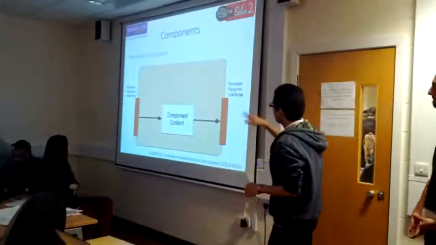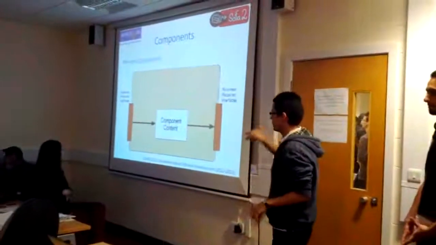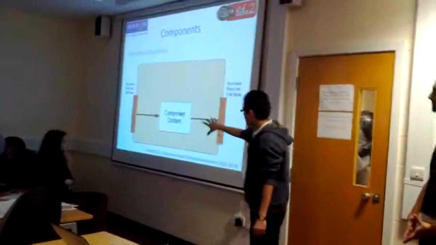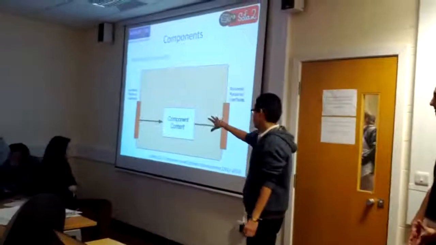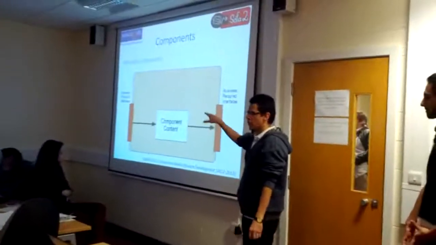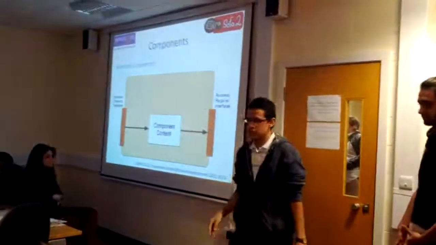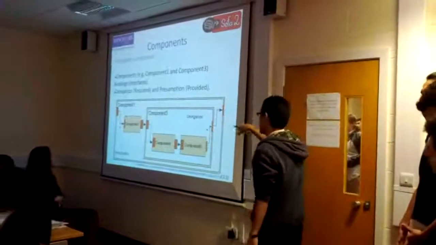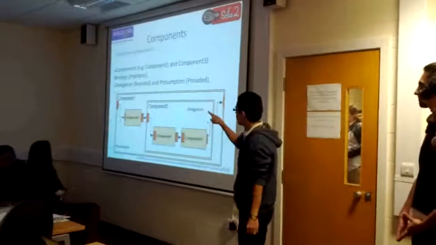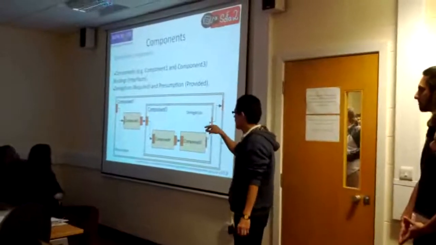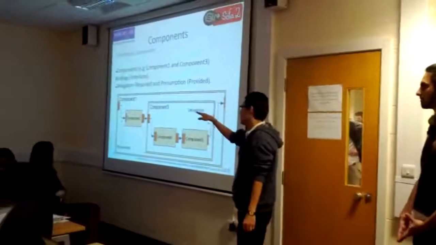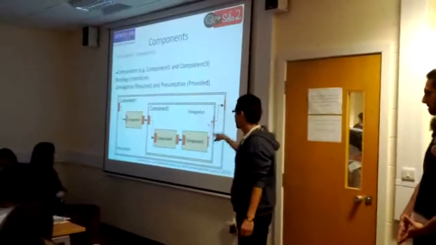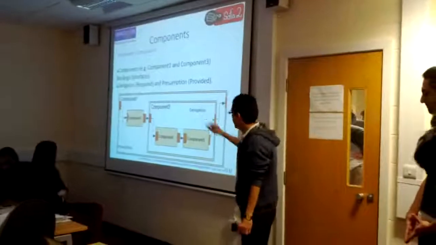This is an overview of how primitive components look. It's a box with provided interfaces and required interfaces, and the component content is where all the programming routines reside to do the data manipulation. In this picture of composite components, components 1 and 3 are composites, and they have different subcomponents inside. Some of them are primitive, like component 2, and some of them are other composite components, like component 3.